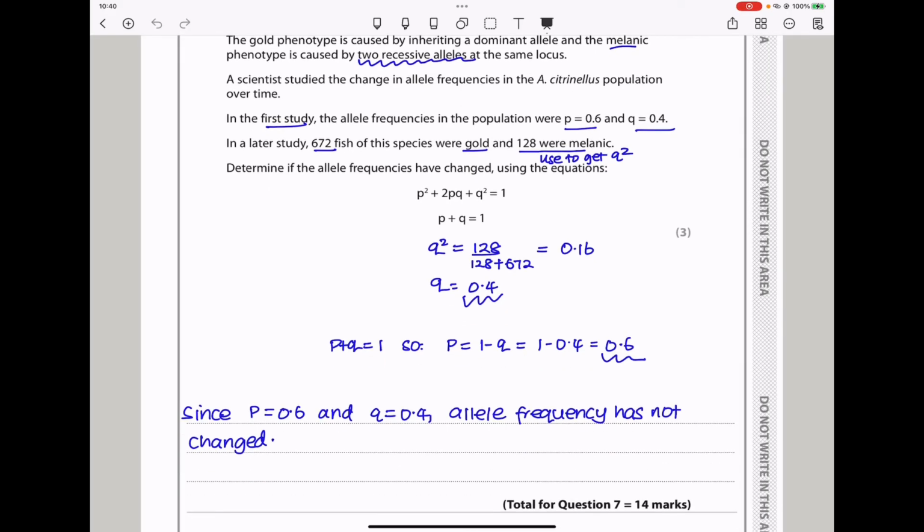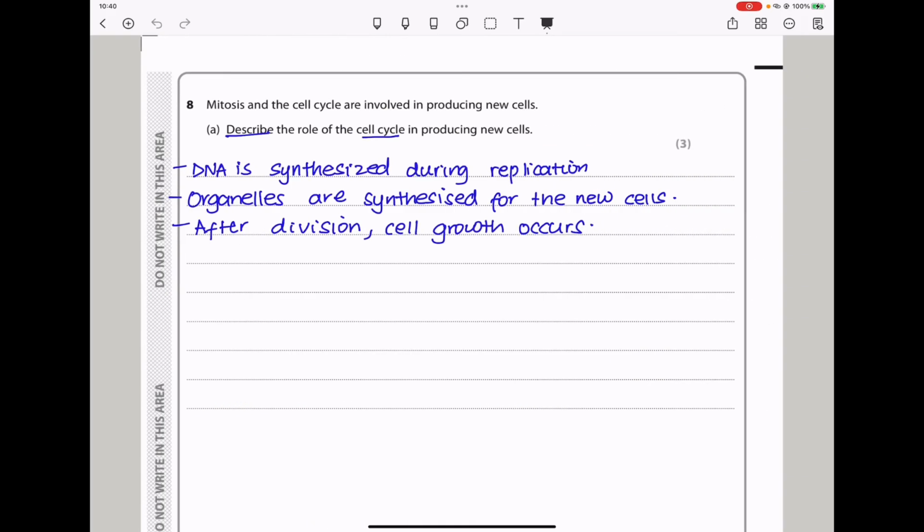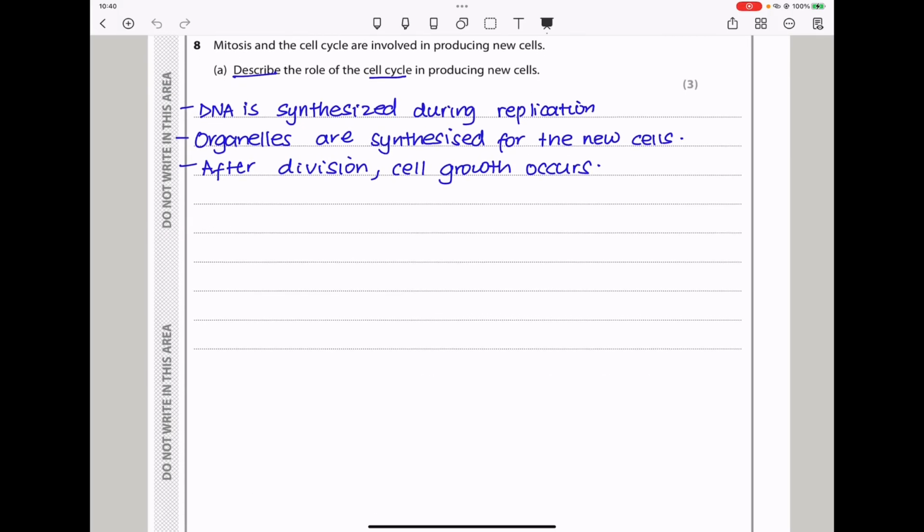So this brings us to the end of question 7. Let's continue to question 8. Question 8. Mitosis and the cell cycle are involved in producing new cells. Describe the role of the cell cycle in producing new cells. So the cell cycle contributes to DNA synthesis during replication. Also, there is synthesis of new organelles that are going to be used to make new cells. Also, after cell division, it allows for the cells to grow and increase in size during the interphase stage. So those are the 3 answers I wrote. Moving on.